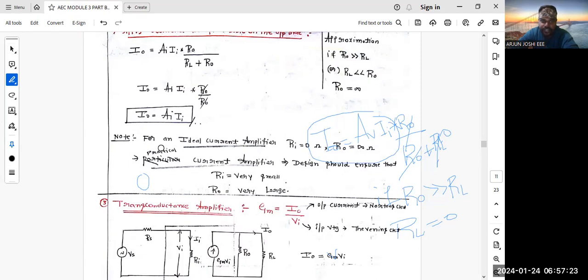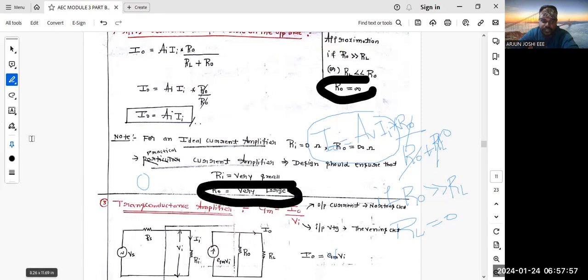Very simple. For the input circuit of an ideal current amplifier, Ri is 0 and R naught is infinite. For the practical case, we are not able to take Ri equal to 0 ideally, so practically we need to take Ri small, and R naught very large instead of infinite.